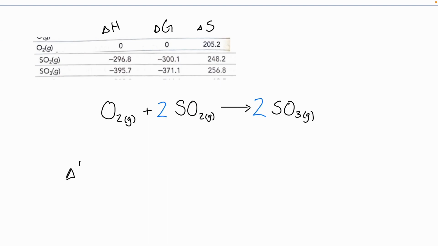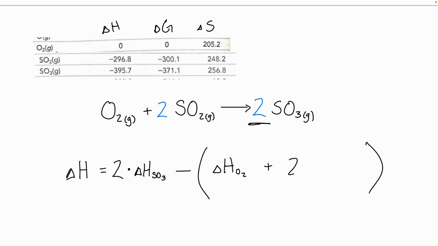So what do I mean by that? When I do my delta H for this reaction, for example, I'm going to do the delta H of my product, SO3, but I'm going to multiply that by that stoichiometric coefficient of 2, because that is what appears in my balanced chemical equation. There are 2 sulfur trioxides created in this reaction. Now I'm going to subtract my reactants. To make sure that negative sign hits all of those reactants, I need to put this in parentheses. I'm going to do my first reactant, the delta H of O2, plus 2 times the delta H of SO2. Again, so that negative sign hits both of those terms, I'm going to put it in parentheses.